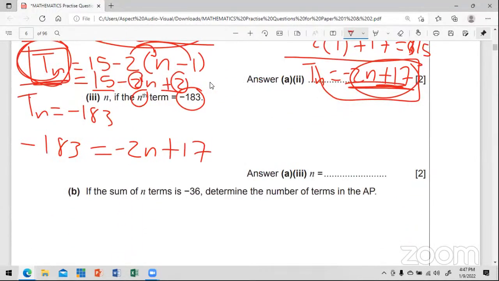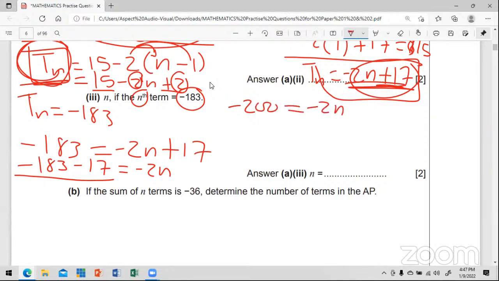So what are you going to do? You move 17 to this side, or maybe the other one. So -183 minus 17 equals -2n. Okay. So what are you getting here when you use your calculator? That one will be -200, isn't it? Equals -2n. You divide by -2, okay? Your n will be 100. Yeah? Your n will be 100.